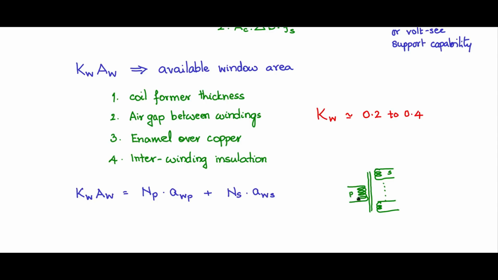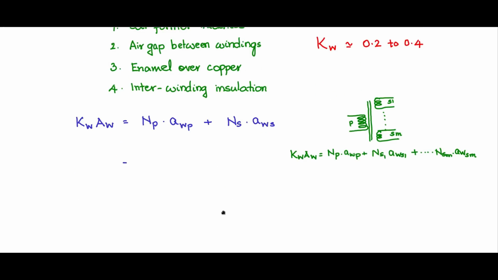You can have a primary, secondary 1, secondary 2, so on to secondary M. In such a case, KW AW should accommodate NP times the wire cross section area of primary, plus NS1 times the wire cross section of secondary 1, plus NSM times the wire cross section of secondary M, and so on. So that is something that will let us now take just these two, primary and a secondary.